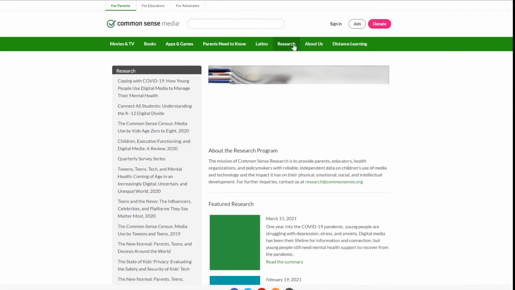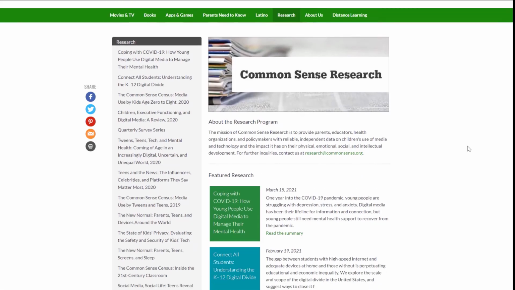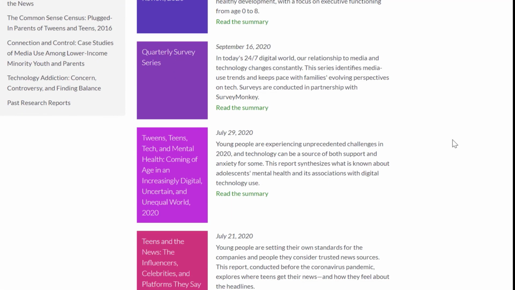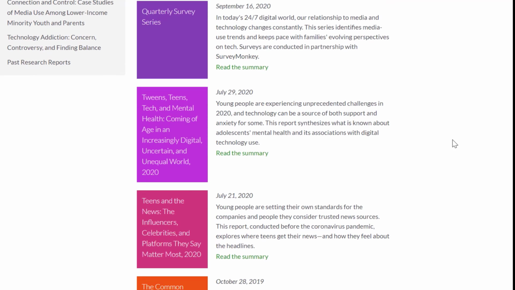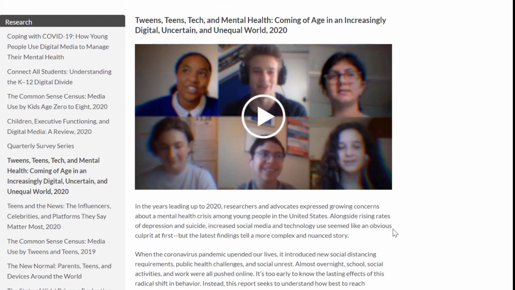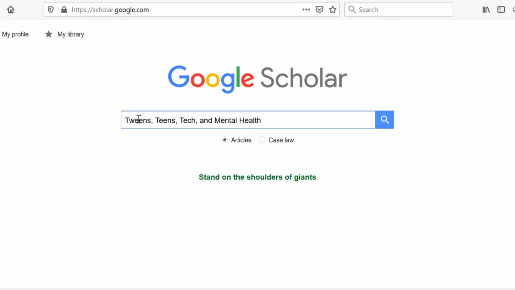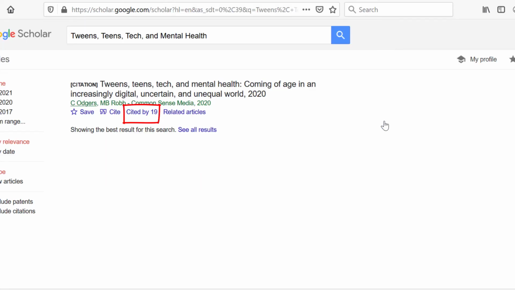The search leads to a series of reports released by Common Sense Media. They report "Tweens, Teens, Tech, and Mental Health: Coming of Age in an Increasingly Digital, Uncertain, and Unequal World" is the report referred to by CNN. This might be a better source than the original articles for our research. And with Google Scholar, we are even able to use the "cited by" function to track which articles cited the same report and find newer downstream articles on the same topic.